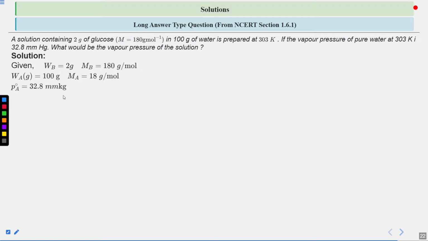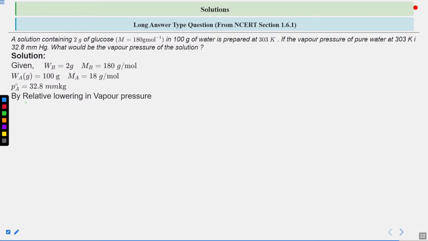Now, the P naught A. What will be the P naught A? The P naught A is the vapor pressure of pure solvent. Okay, that means vapor pressure of pure water solvent. This is given as 32.8 mm of Hg, and this is given at 303 Kelvin temperature, right?